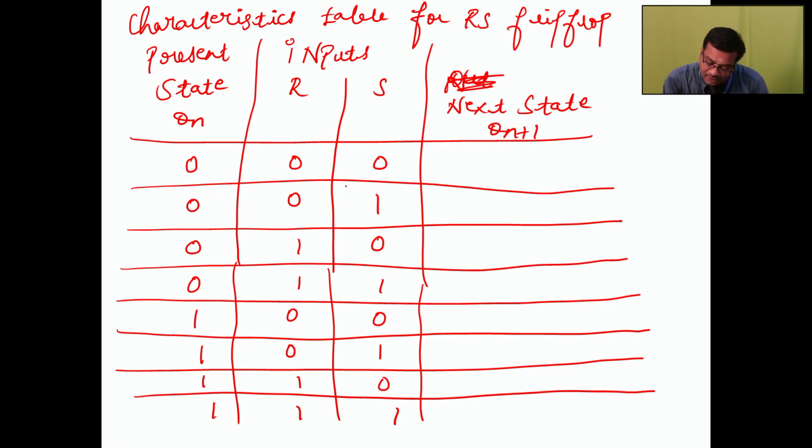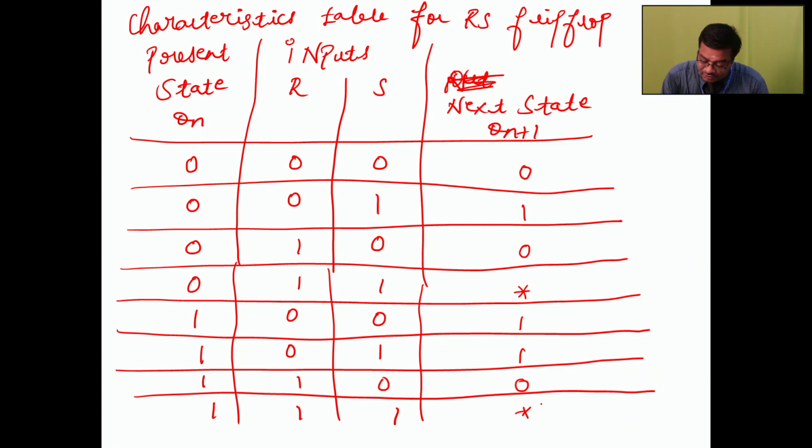So 0 0 is no change. Whatever is in the present state will appear in the next state. What is in the present state, 0, will appear in the next state. I am giving a high value to S, we will get 1 here. We are giving a high value to R, we will get 0 here. 1 1 will be indeterminate; we can't define the function. So 0 0 no change, 1 1 indeterminate. This is the characteristics table for the SR flip-flop.